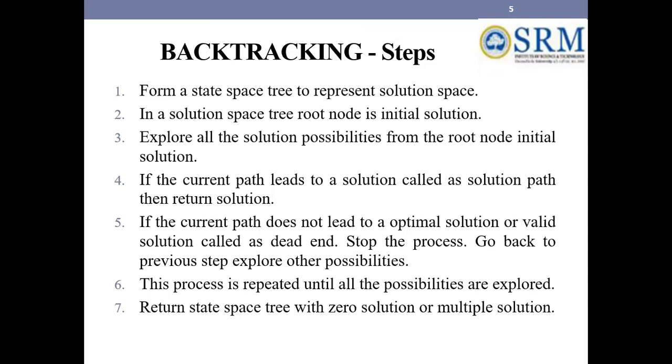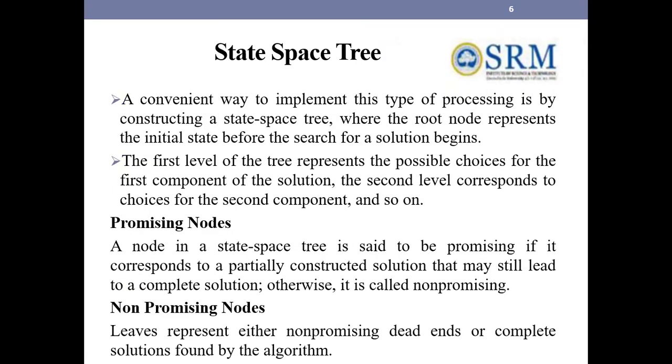A backtracking problem can have no solution, one solution or multiple solutions. So we are checking all the possibilities from one level to another level. This is called the backtracking approach. And what is a state space tree? The process is represented in a state space tree.